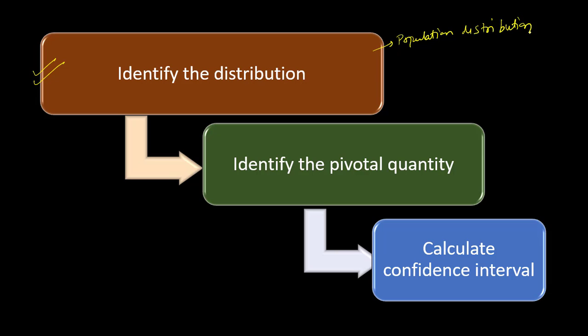Then we have to identify the pivotal quantity. The pivotal quantity can be identified using the data given in the example, whether we know sigma square or we don't know sigma square, that is the population variance. Depending upon the population distribution and pivotal quantity, we would use the formula to calculate the confidence interval.